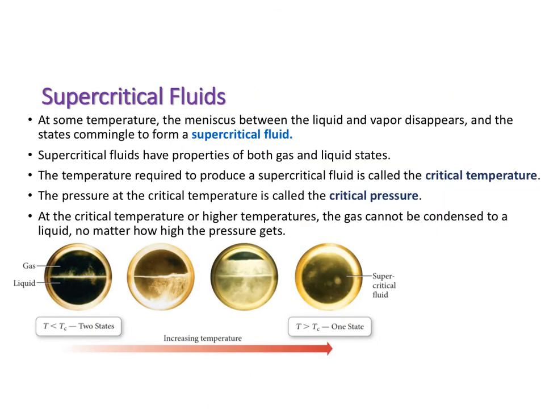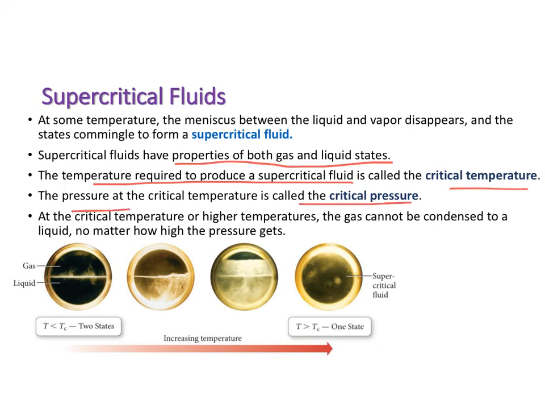So to finish off talking about phase diagrams, we're going to talk about supercritical fluids. These are also something very strange. You don't need to know more than what I have on this slide. If you ever take something called physical chemistry, it's the worst chem ever. You will learn more about this entire section of this chapter. But anyway, supercritical fluids have properties of both gas and liquid states. The temperature required to reach that is the critical temperature, and the pressure required to reach that is the critical pressure.